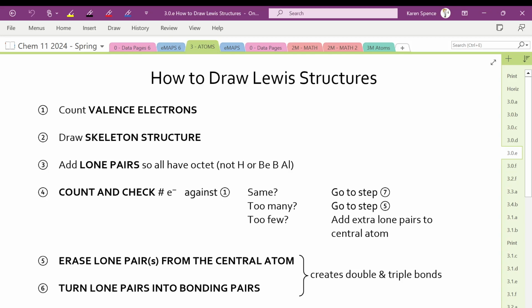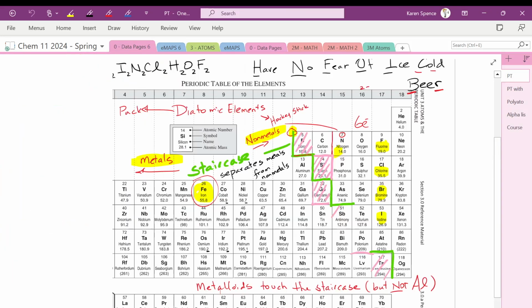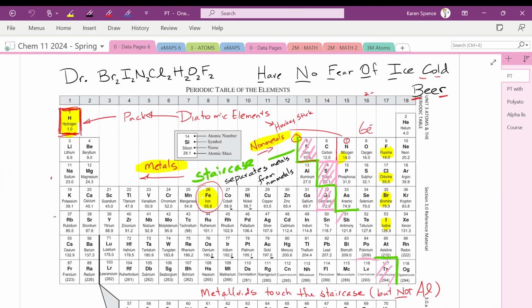So you are going to be counting your valence electrons, step 1. Step 2, you draw the skeleton structure. Who goes in the middle? Usually carbon, or the least electronegative. Now let's just talk about that. If we had to, let's get rid of all of this nonsense here.